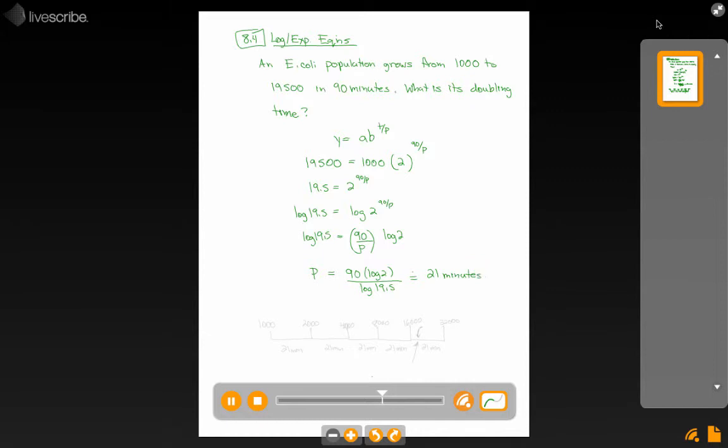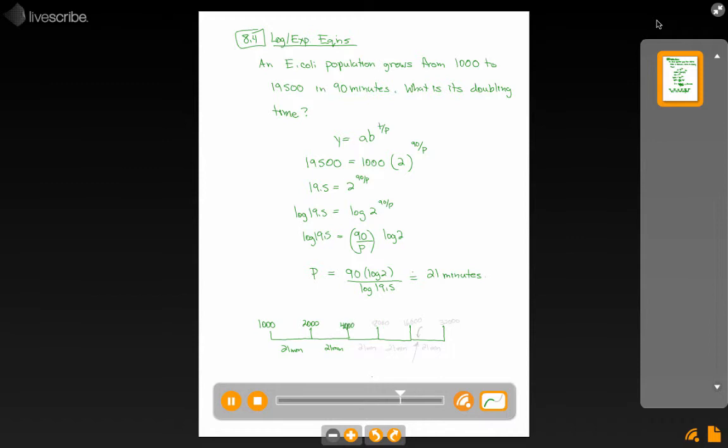I didn't mention this in the last example because it was getting a little long with the initial explanation of the equation, but if you have an answer like this, you should take a look and see if it even makes sense. Our population started at 1,000. After 21 minutes, it should be at 2,000. After another 21 minutes, it should be at 4,000.